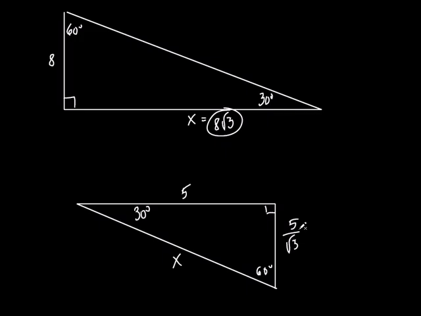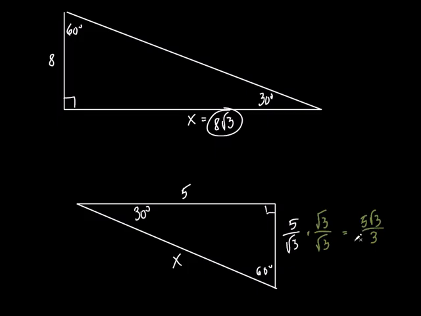But do I want to keep my answer like that? Is that simplified? Why isn't that simplified? Good. You can't have a square root where? In a denominator. So how do you get rid of it? You multiply top and bottom by whatever the denominator is. All right, what's that give you? 5 square root of 3 over 3.